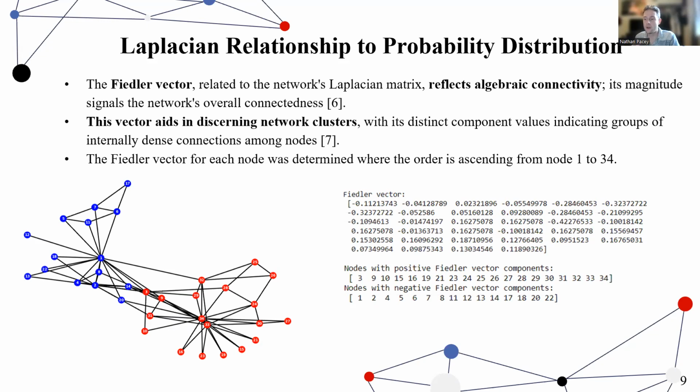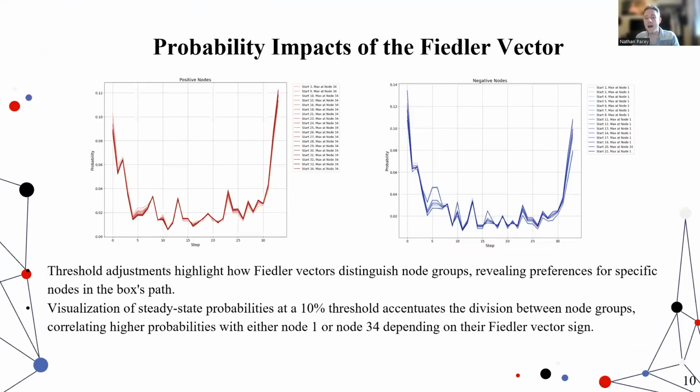We can see that nodes of a positive Fiedler vector are connected pretty internally, as well as nodes with a negative Fiedler vector are connected internally. Now, this has impacts on the steady state probability, or the probability that a node will receive that box at the end of our random walk.